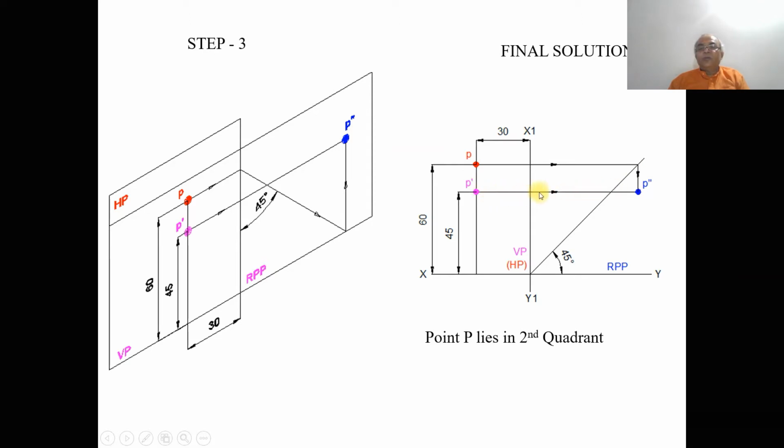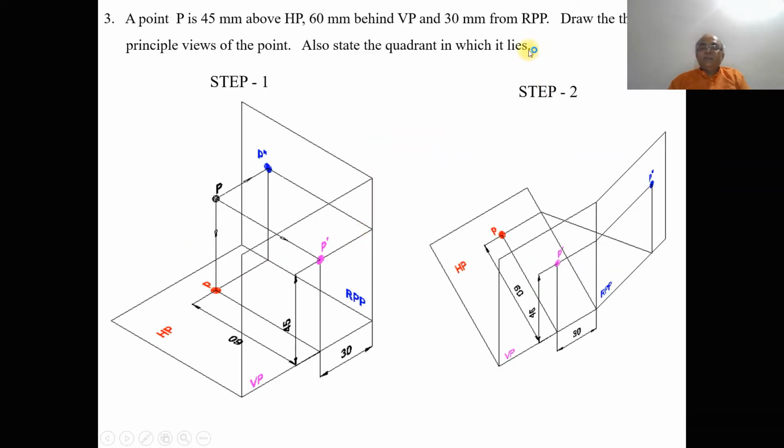So you draw a horizontal projector from P dash and draw a vertical projector from this 45-degree line. Both these two lines are going to intersect at this point, and you mark this point as P double dash. Since this point P lies in the second quadrant, as given in the problem, to identify the quadrants, also state the quadrant in which it lies.